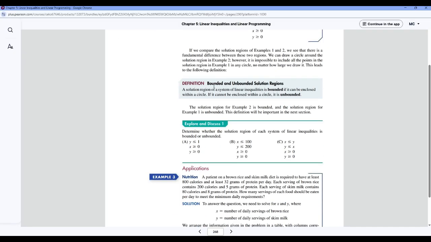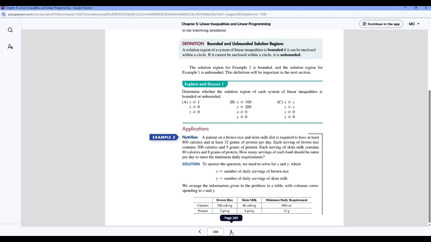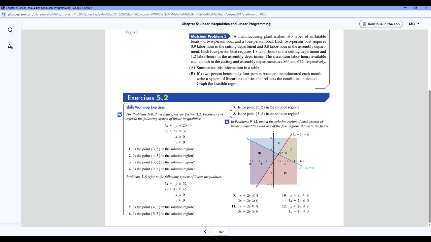Bounded and unbounded solutions: a solution is bounded if it can be enclosed within a circle, and unbounded if it cannot. Bounded versus unbounded, problem solving, nothing crazy, it's just the application. Alright, let's get straight to it.